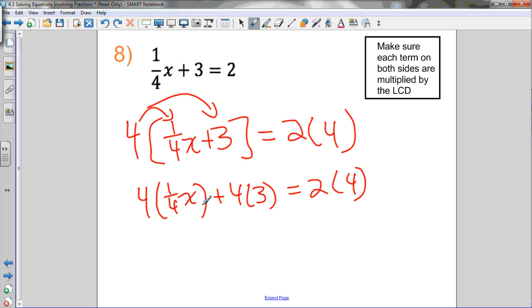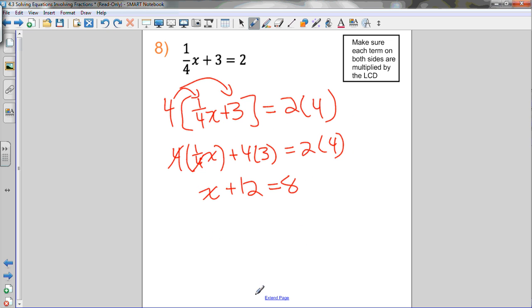So you see how each of the terms on the left side got multiplied by 4. The quarter x gets multiplied by 4, and the 3 gets multiplied by 4. And the other side of the equation has to be multiplied by 4 as well. And what I get, 4 times a quarter x, well, 4 divided by 4, those cancel. I'm just left with x plus 12 equals 8. Isolate the x by moving the plus 12 to the other side. It becomes minus 12. x equals negative 4.